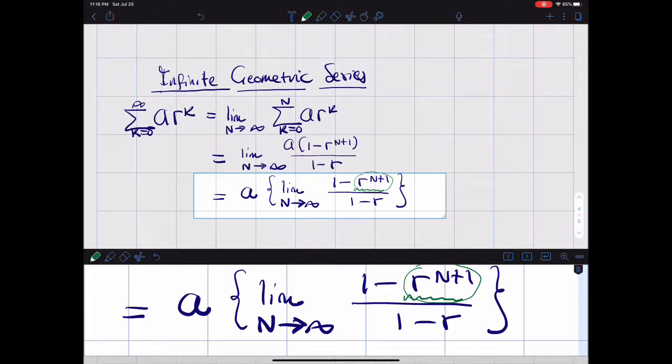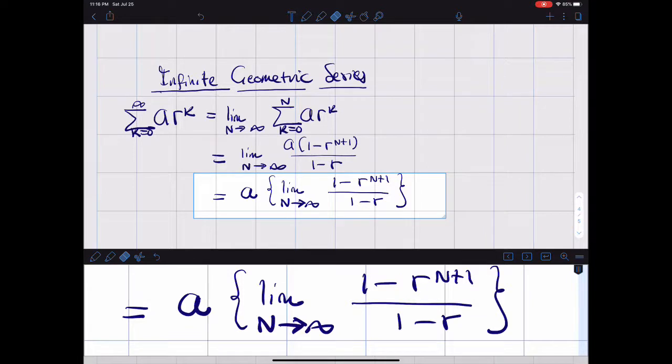Okay? Now, however, if r is greater than 1, so let's assume r is, say, 5, then you're raising a number that's greater than 1 to a really high power. So that means this thing that was 0 before now goes to infinity.